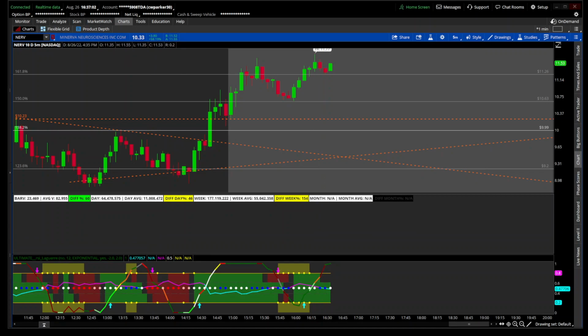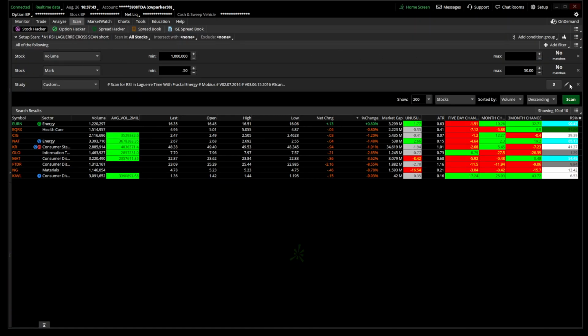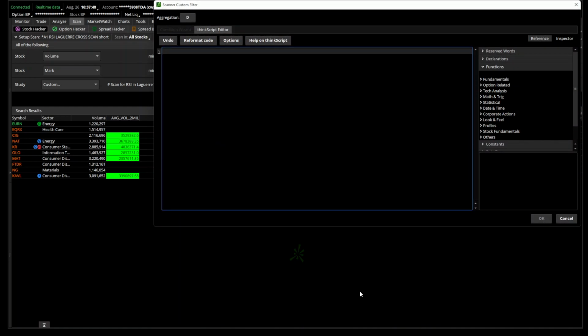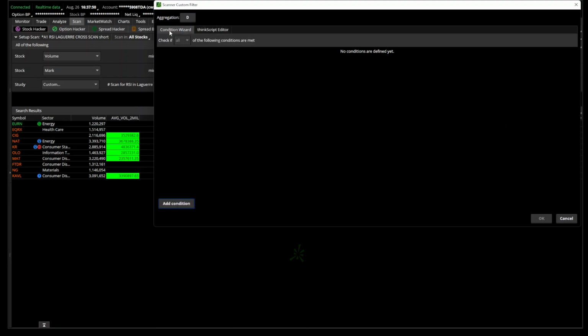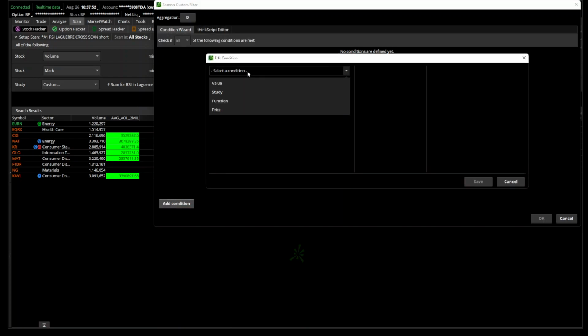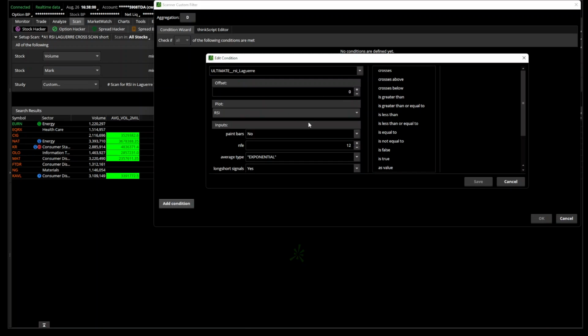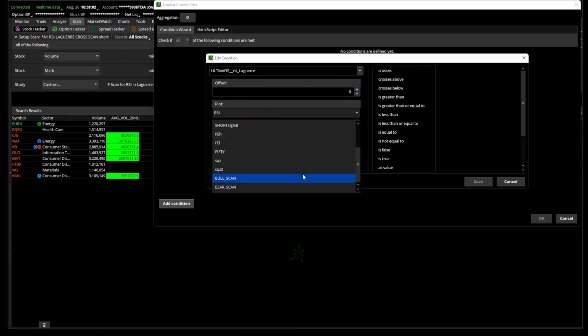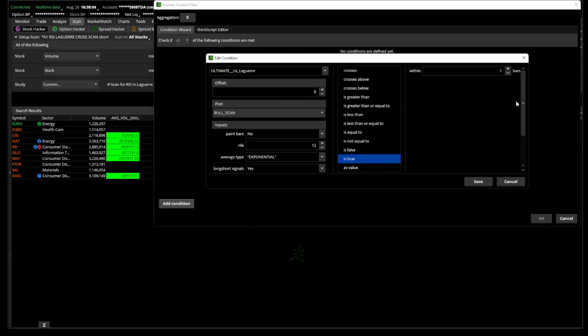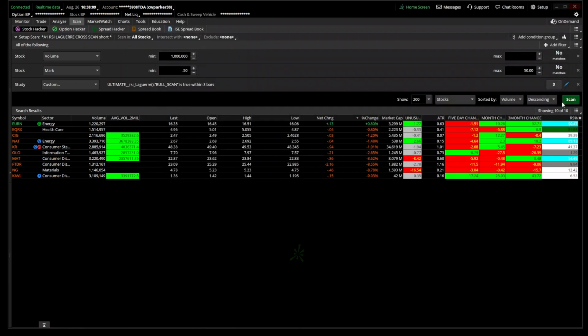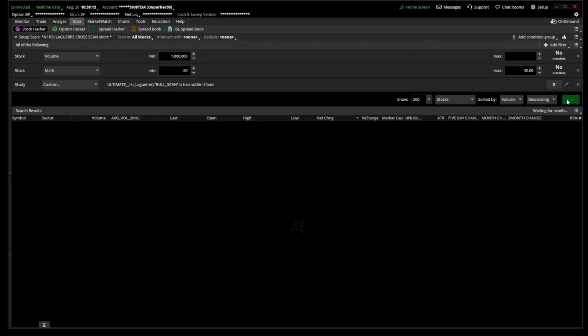I'm trying to remember, was there anything? There was one more scan that I wanted to show you. So let me get rid of this, and we'll go to the condition wizard. We'll pull up the ultimate RSI Laguerre. The scan that's in there is just a bull and bear scan. And we're going to say it's true, and I'm going to push up to 3 bars. And it'll give us a list of stocks as well.